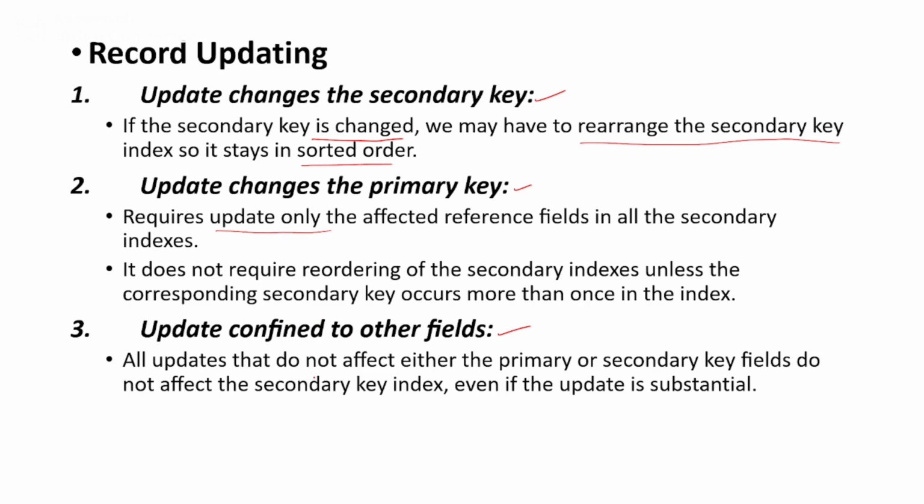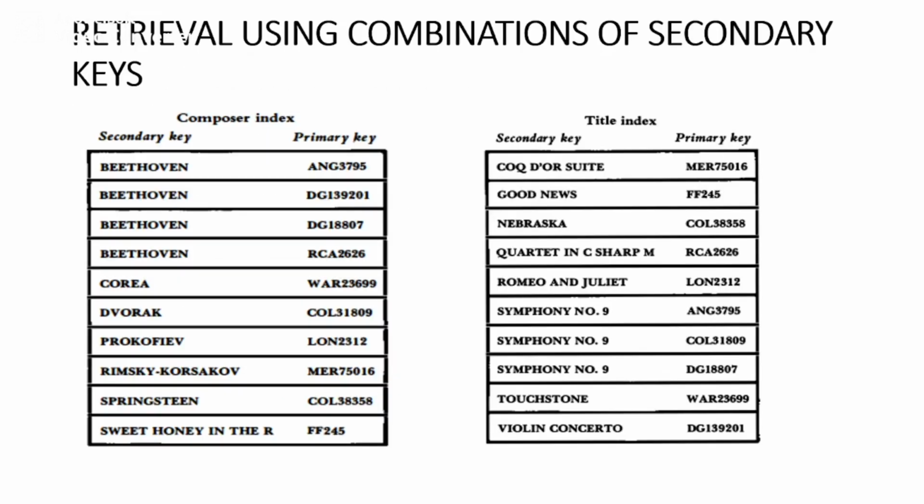Now suppose update confined to the other fields. All updates that do not affect either the primary or secondary key fields will not affect the secondary key index even if the update is substantial. So if you are modifying any other fields other than primary key or secondary key, what will happen? Modification takes place only in the data file. It will not affect the primary key index or secondary key index file.